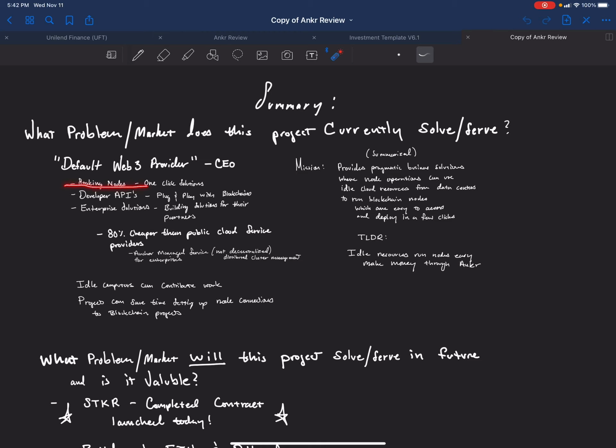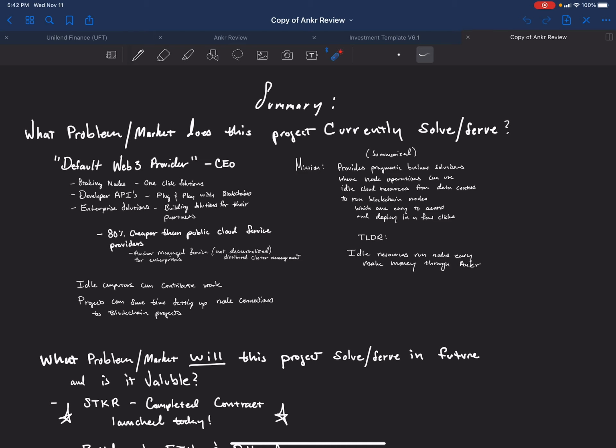So basically, the services they offer, and this is live. This is also stuff that's live. A lot of projects do not have things that are live, so that's a very good thing about this project. They offer staking nodes, one-click solutions for many different blockchains. You can launch a node. As a programmer, you have to figure all of that out.